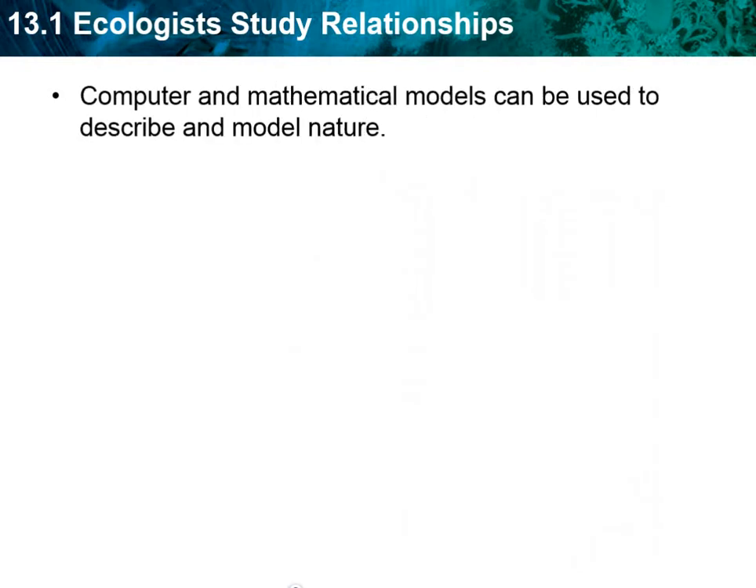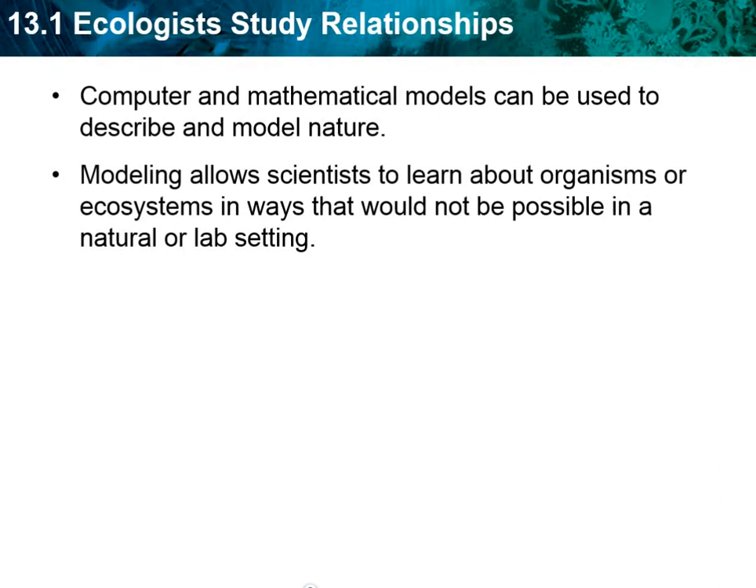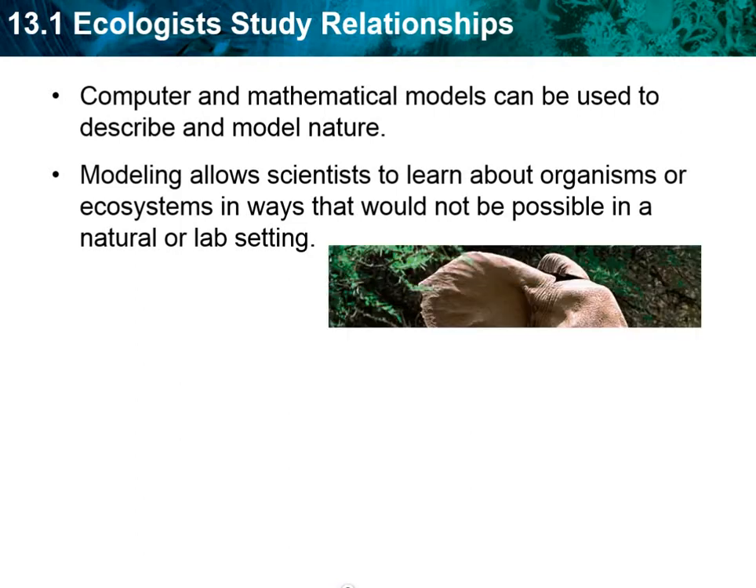Another thing you can do is computer and mathematical models, like we talked about in the last chapter, and they can be used to describe models in nature. Modeling allows scientists to learn about organisms or ecosystems in a way that would not be possible in a natural or lab setting. It's just things like maybe ethics come into play, like we talked about, or it's just too difficult or takes too long, so you would end up doing a model for that.